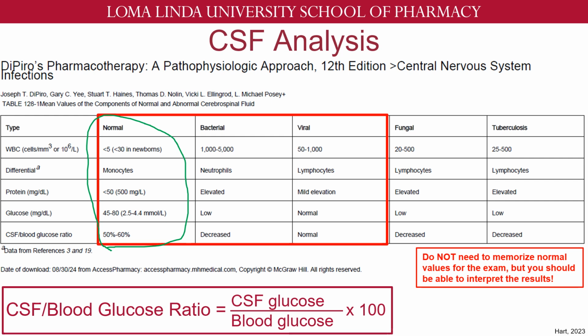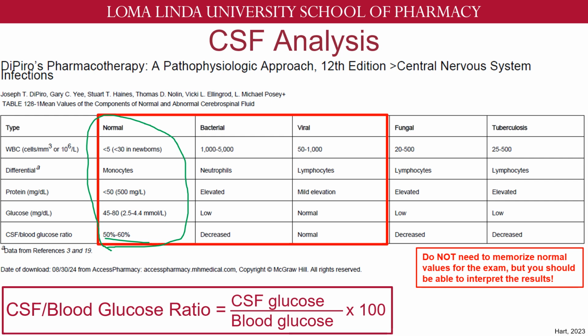Less than 5 white blood cells. The differential will have more monocytes present, proteins less than 40. We have a good amount of glucose, 40 to 80, and our CSF to blood glucose ratio is 50 to 60. This is good. This is what we want to see in a patient.